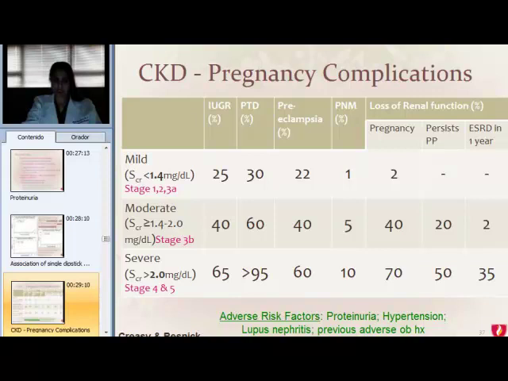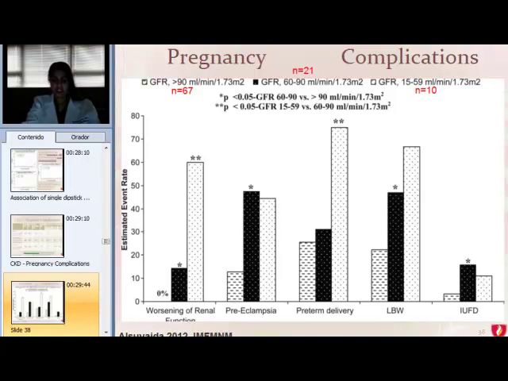Pregnancy complications, of course, worsen with worsening renal dysfunction. As you can see here, this is data summarized from multiple case-reported studies and retrospective studies: increased risk of IUGR, preterm birth, preeclampsia, and even perinatal mortality all increase as the kidney function worsens. And loss of renal function also, as I've already shown in previous slides.